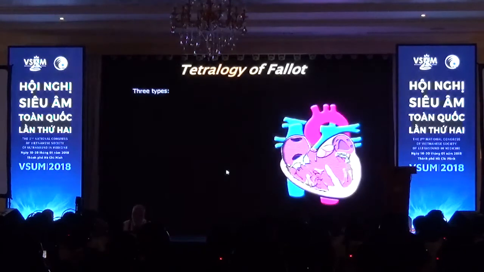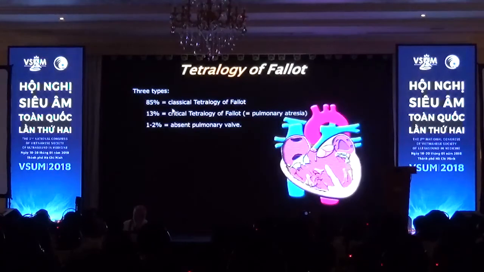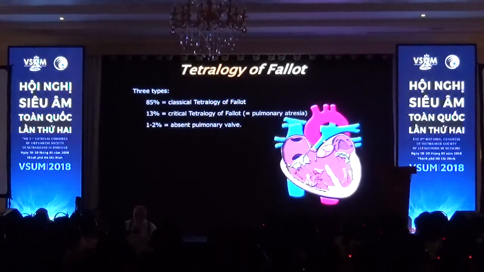in itself. So the tetralogy that I'm showing here is the classical tetralogy. 85% of tetralogy of Fallot will present like that. Now, in 13% of them, you will have a further progression in which the pulmonary hypoplasia becomes a pulmonary atresia, and at that time there will be no further forward flow in the pulmonary artery, and you will have pulmonary atresia. This is called the critical tetralogy of Fallot.